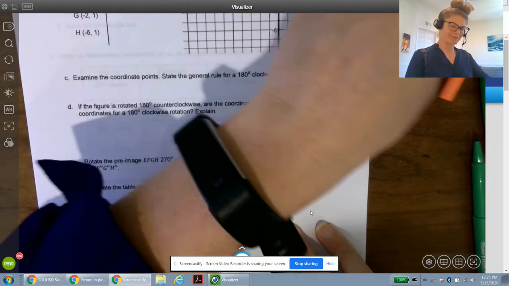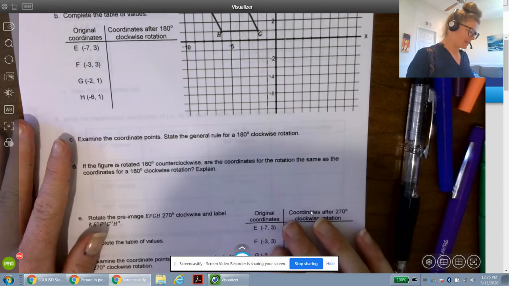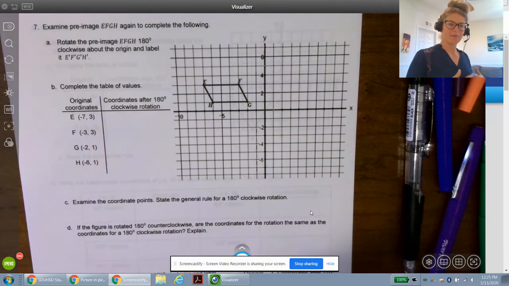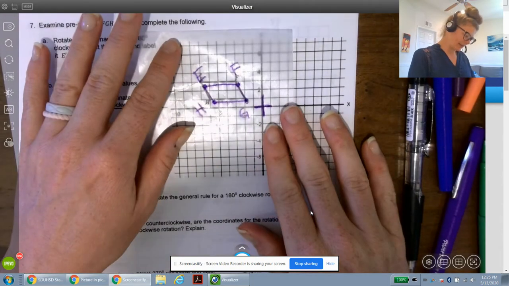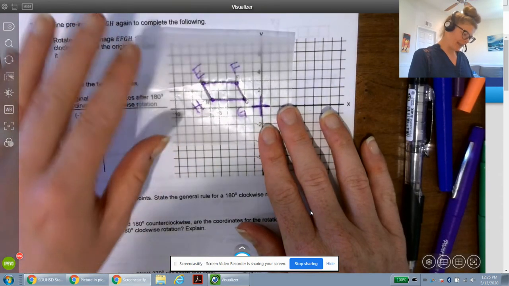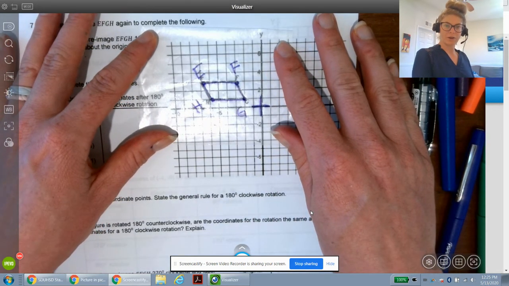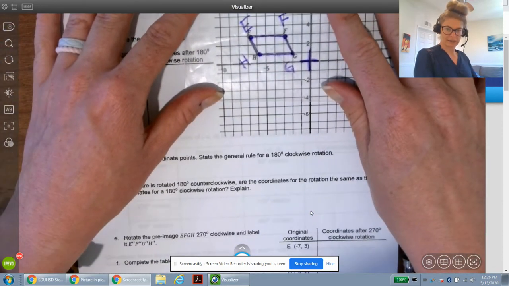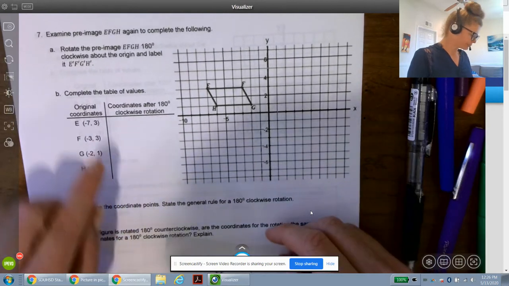Little wax papers everywhere right now on my desk. So now we're going to look at another pre-image. And what we're going to do is we're going to rotate. And if I'm correct, this is the same shape. Everything's labeled. So what's wonderful is we can just reuse that. I'm trying to get rid of that glare for you. Cool. So I'm going to reuse my same tracing paper.